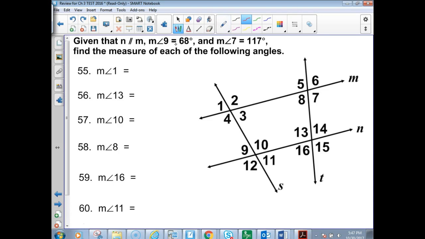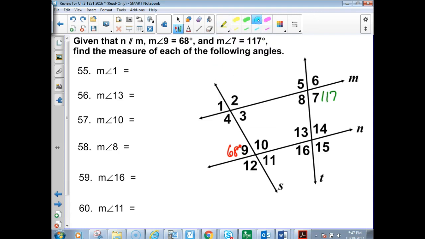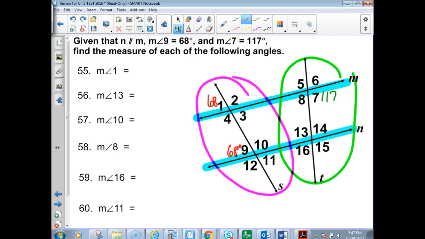Still recording. Angle 9, I've got 68 degrees. Angle 7 is 117. Now I have to pay attention: what lines are actually parallel? So I don't make any mistakes. It's M and N. Like I was discussing on the last set of problems, these are related, and these are related separately. So angle 1 is going to be 68. It's corresponding to angle 9.